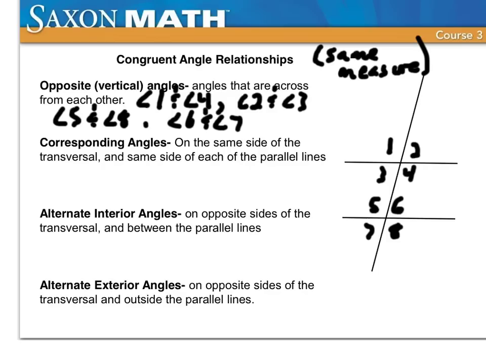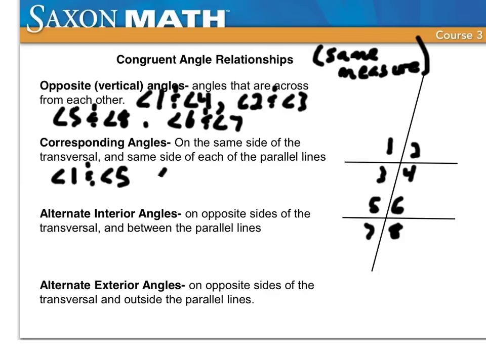So let's look at angle 1, for example. And let's find its corresponding angle. Angle 1 is on the left side of the transversal over here and on top of a parallel line. Well, there's another angle that's on the left side and on top of a parallel line, and that's angle 5 right here. Okay, so those are corresponding angles. They're both on the left of the transversal and on top of a parallel line.